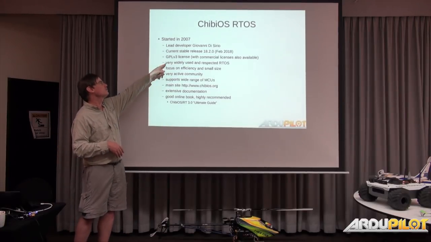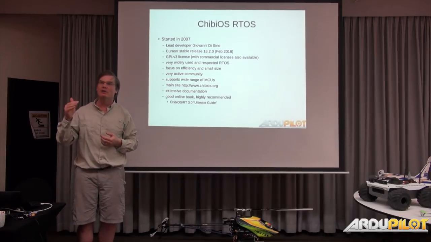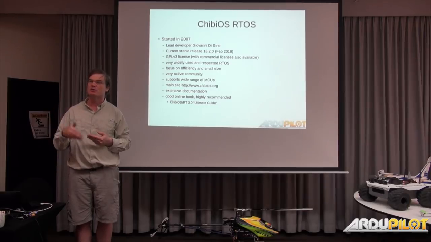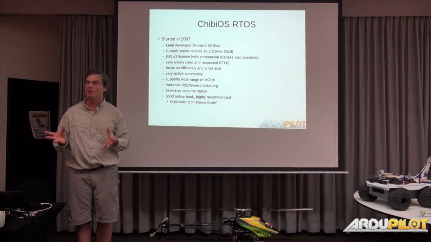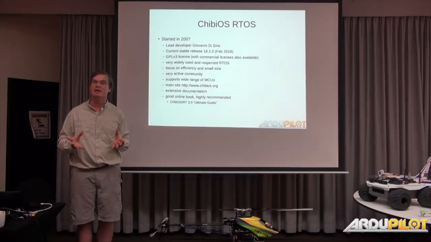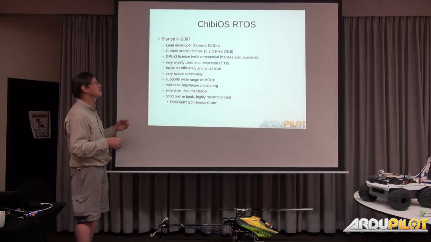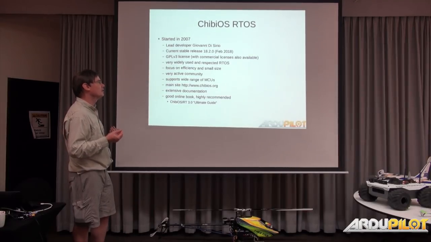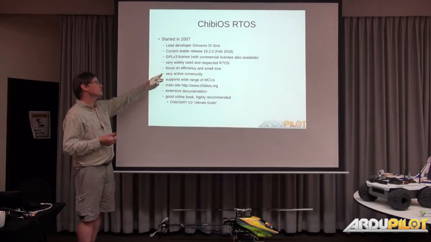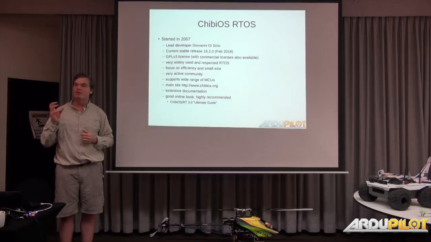The license of ChibiOS is GPL v3, but Giovanni owns the whole copyright, and he also offers commercial licenses to companies that don't want to ship products based on GPL v3. That's not relevant for the ArduPilot community. We're perfectly happy with GPL v3, but there are some other commercial users that use it under a different license. It is a very widely used and respected real-time operating system. Its focus is on efficiency and small size, very, very compact.